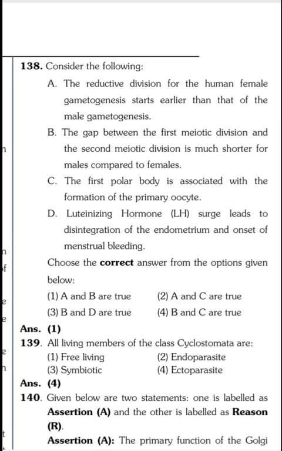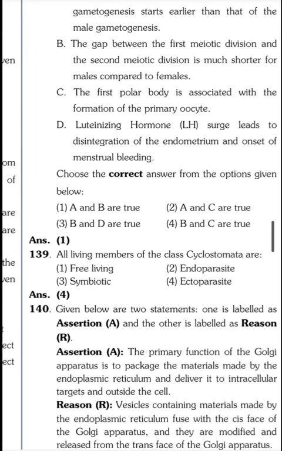Luteinizing hormone surge leads to disintegration of endometrium and onset of menstrual bleeding. That is a wrong statement. So only A and B are correct statements. All living members of class Cyclostomata, this is about animal kingdom. They are ectoparasites. They are from the Gnathostomata, Agnatha. They don't have jaws, jawless animals. So ectoparasites, they are attached to the host.